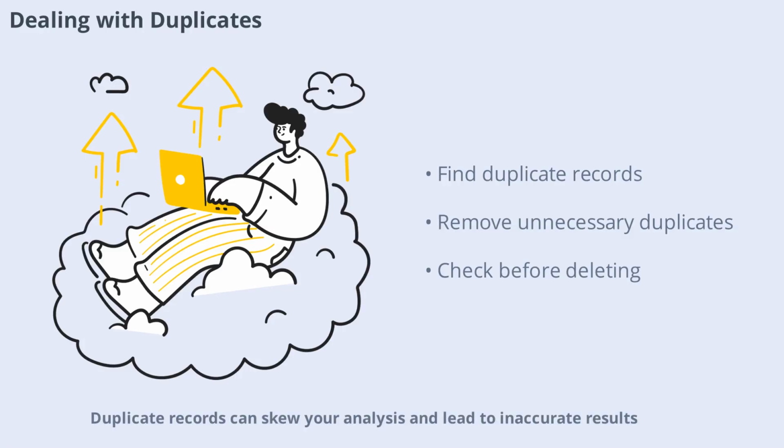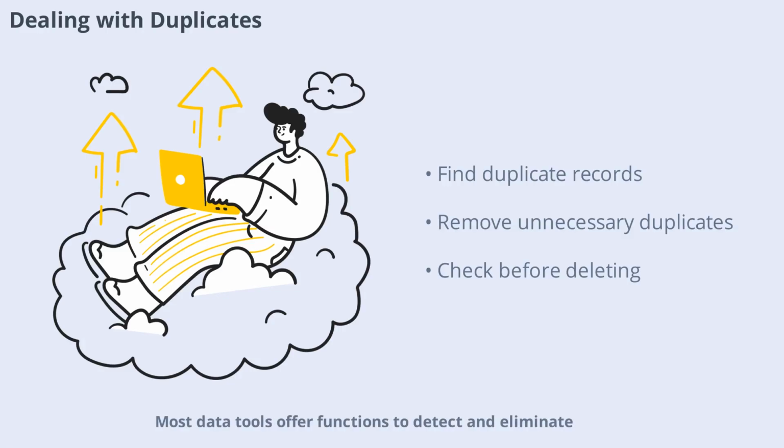Duplicate records can skew your analysis and lead to inaccurate results. It's important to identify and remove duplicates early in the data cleaning process. Most data tools offer functions to detect and eliminate duplicate rows based on specific columns or the entire dataset. Always double-check before removing duplicates to ensure you're not discarding valuable information. By keeping your data unique and consistent, you set the stage for more reliable insight.